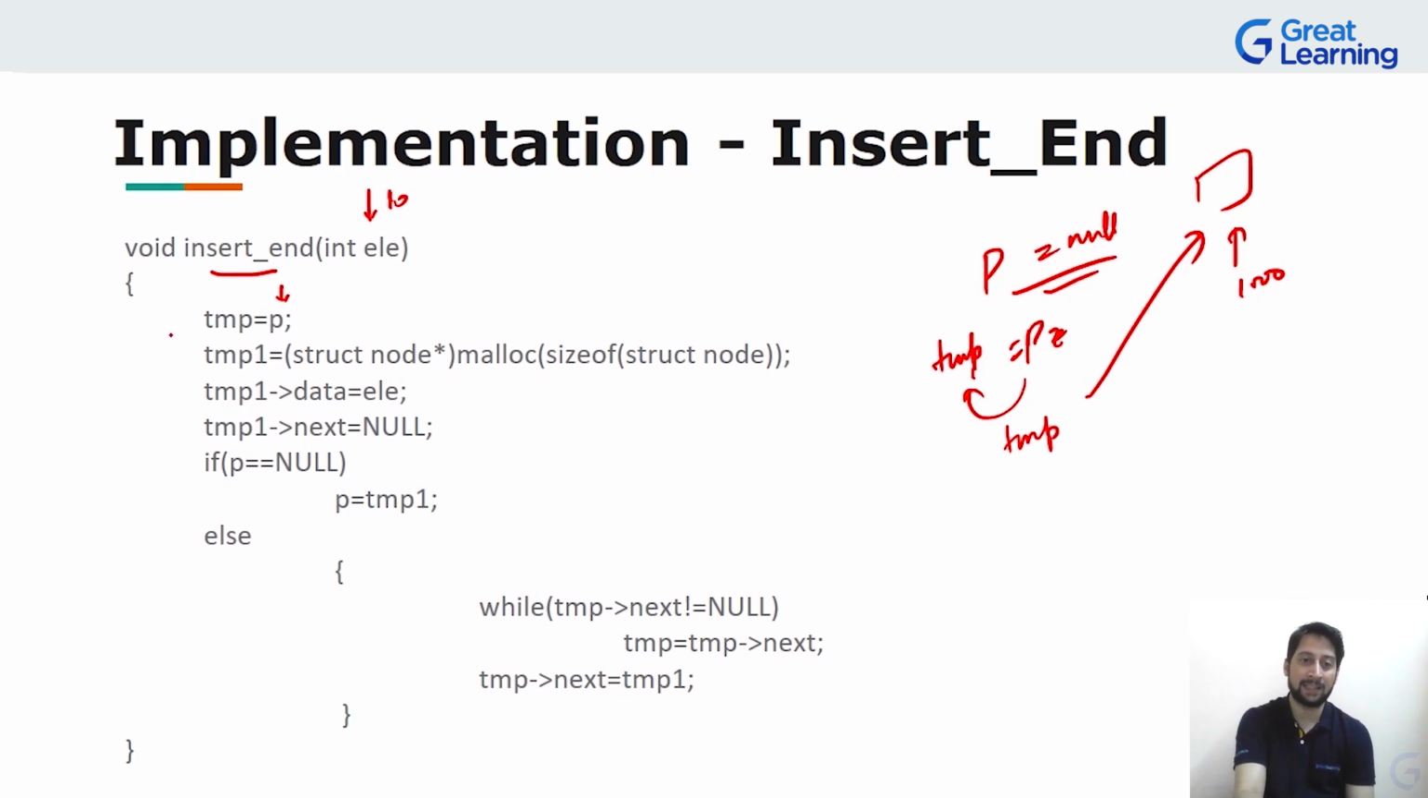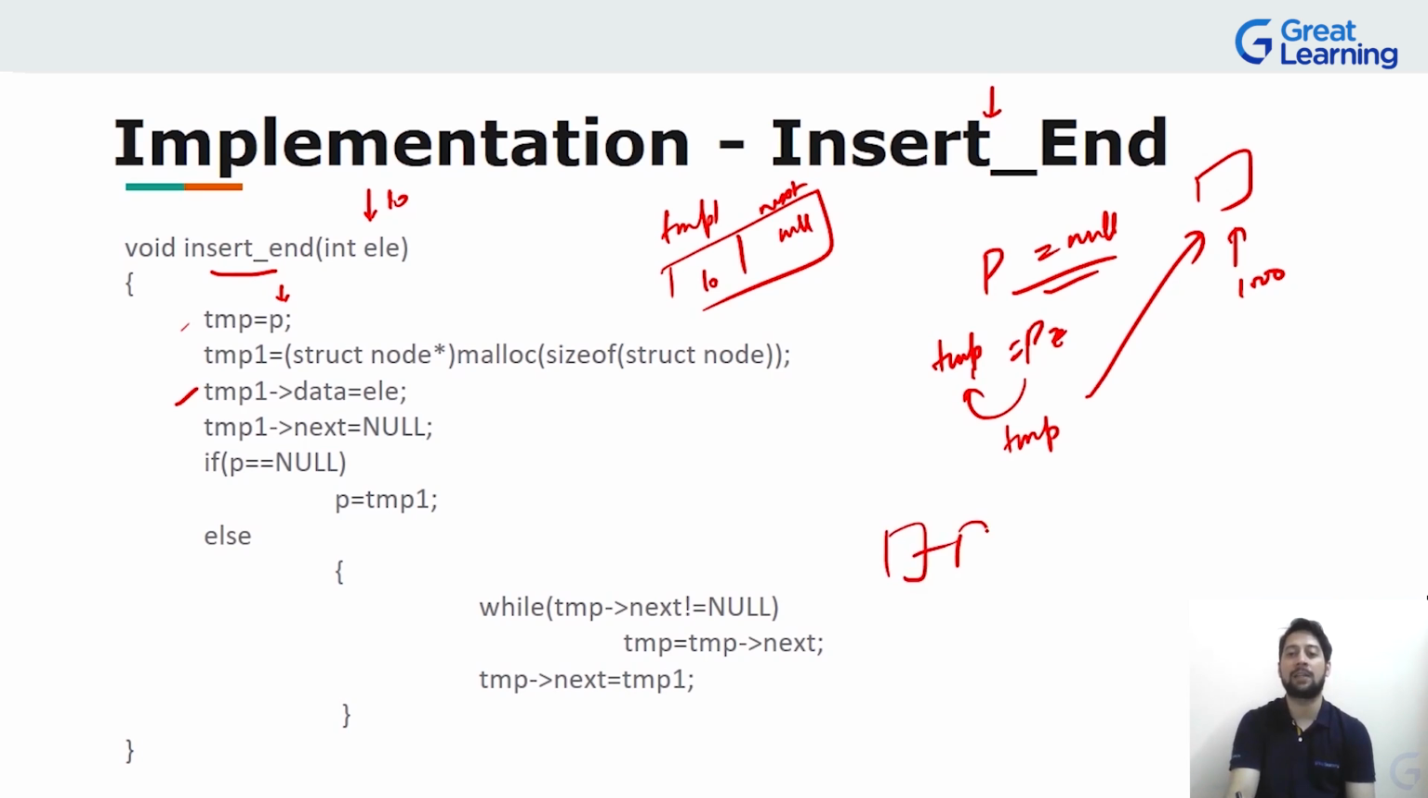And obviously, these temp1 are defined globally so that we don't have to return it or pass it or even declare it. So now we are creating a new node, that is tmp1, and we are allocating data to it. That means we are inserting the element 10, and we are always initializing its next part with null. Now why is that? Because it will always be inserted at the end. As we have seen earlier, what is the next of the last node?